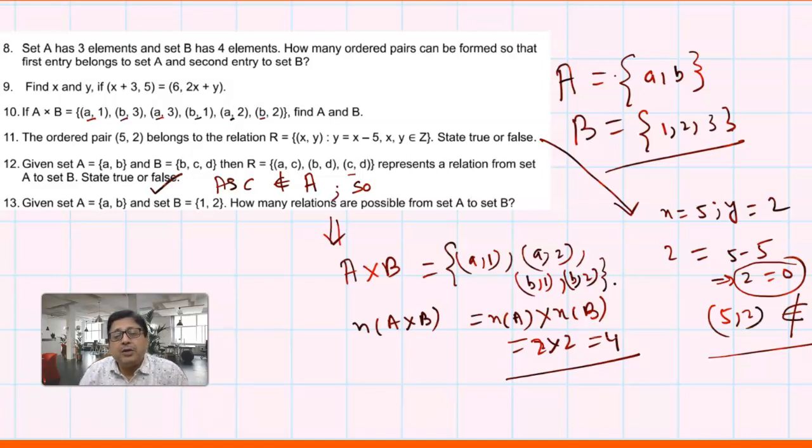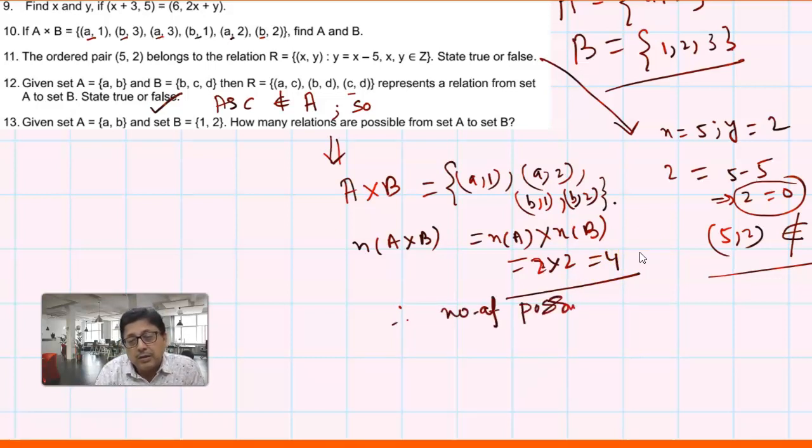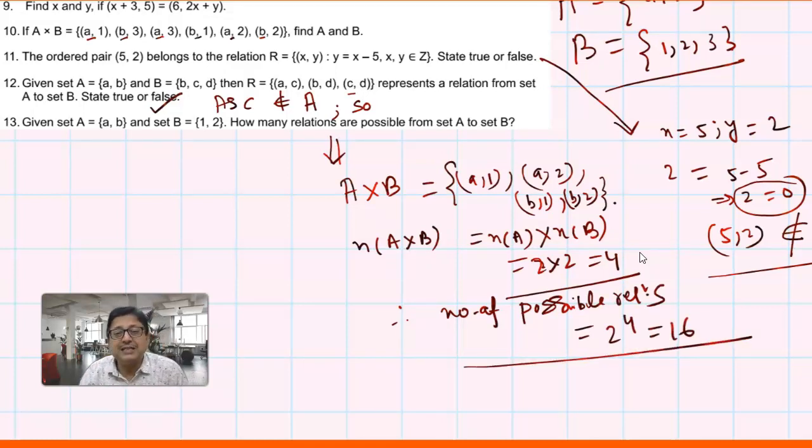Number of elements in A cross B you found. Any subset of this will be a relation. You know, if a set contains n elements, the number of subsets is 2 to the power n. So here the set A cross B contains 4 elements. Therefore, the number of possible relations is equal to 2 to the power 4. This is equal to 16. Alright.